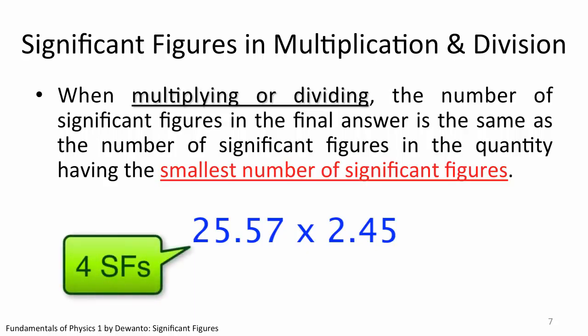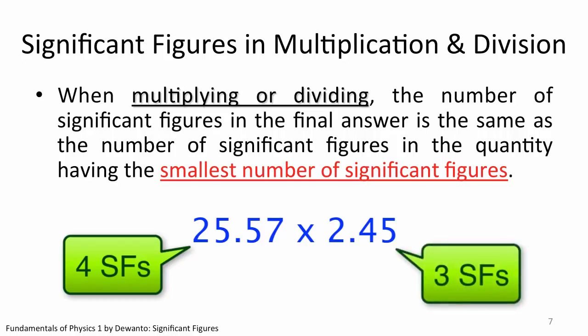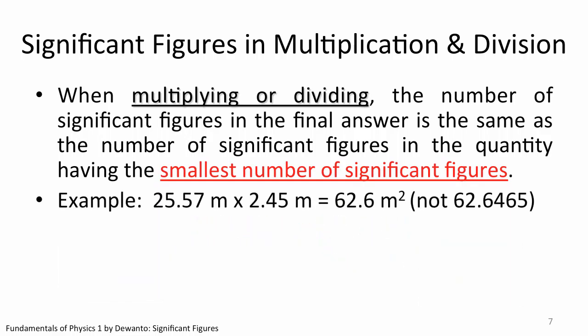25.57 carries four significant figures. I think that should be pretty clear. Whereas 2.45 carries three significant figures. So the quantity with least number of significant figure is the 2.45 meter. If we now multiply them, feel free to use calculator, your calculator will give you 62.6465, which has six significant figures.